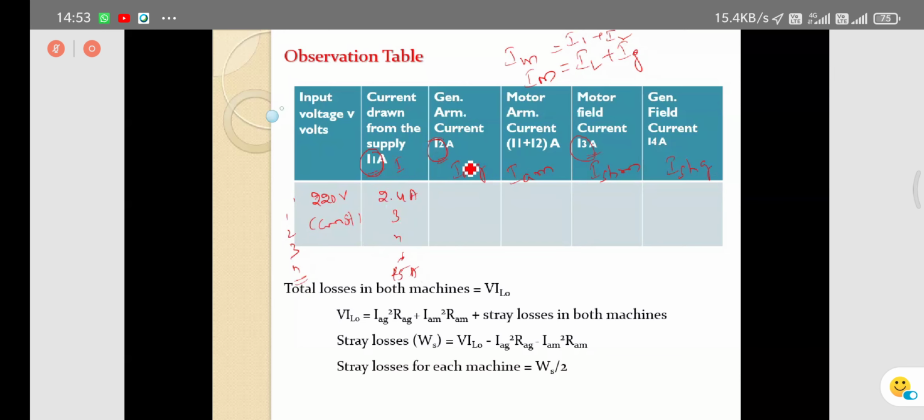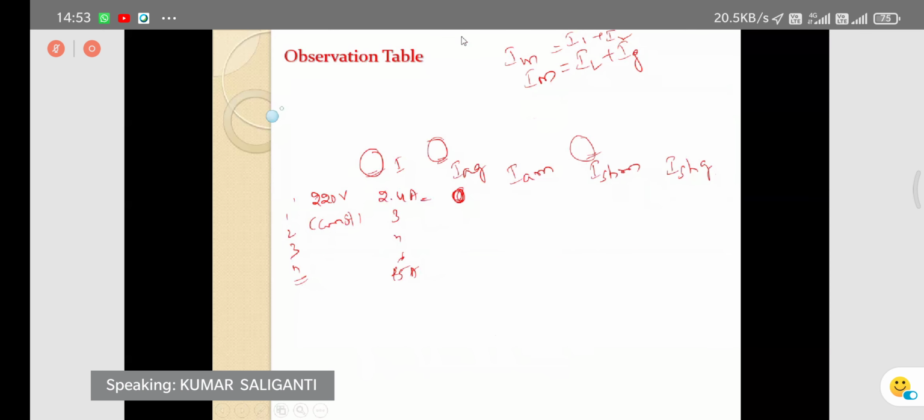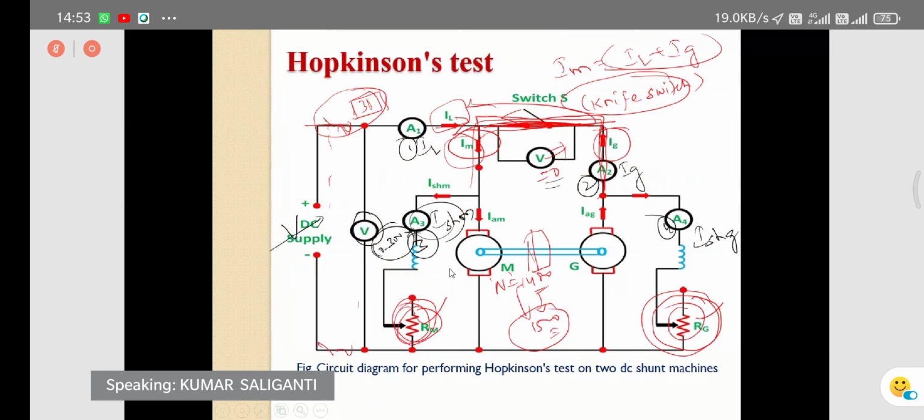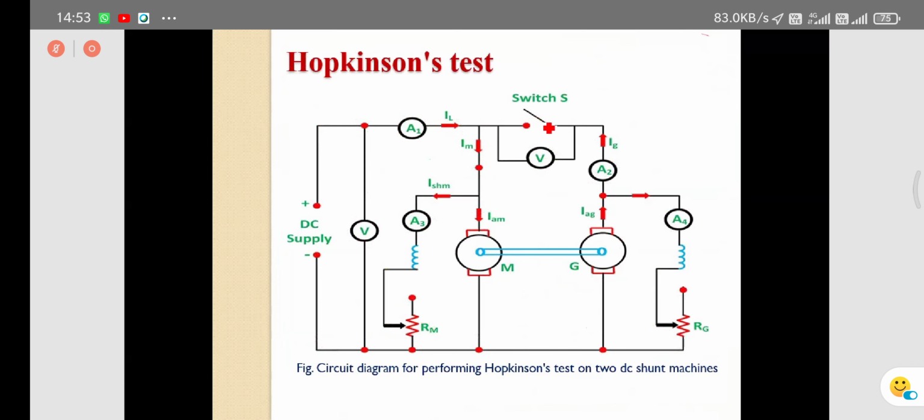Okay, what about the generator side armature current here? Whenever the voltmeter reads 0, there is no current flowing here. You can see, there is no current flowing here. When the switch is open, the generator side current is 0. You are checking only the 220 volts, but the motor current here is the line current, like 2.4, 3, 6, 8. But at that instant, the current on the generator side is 0.